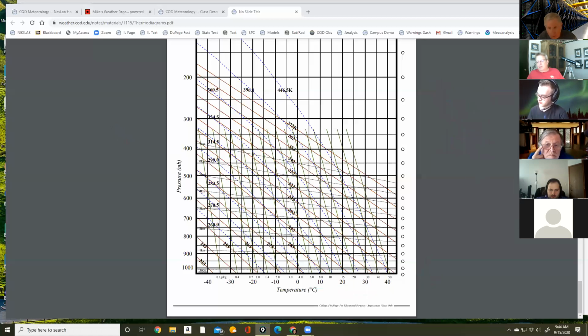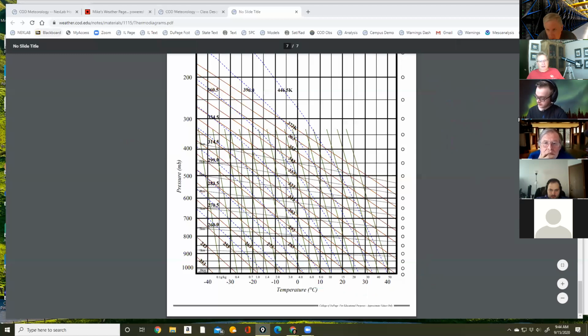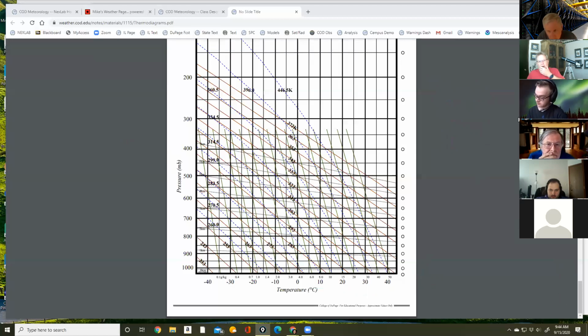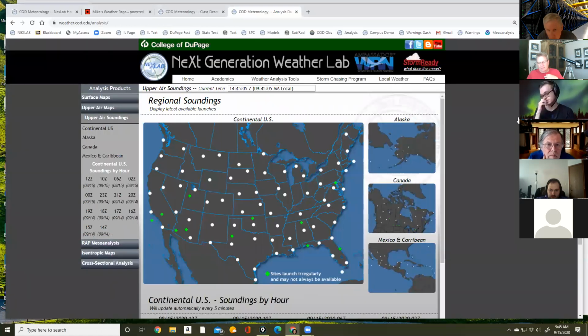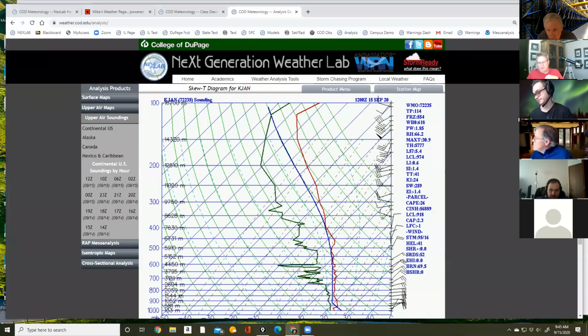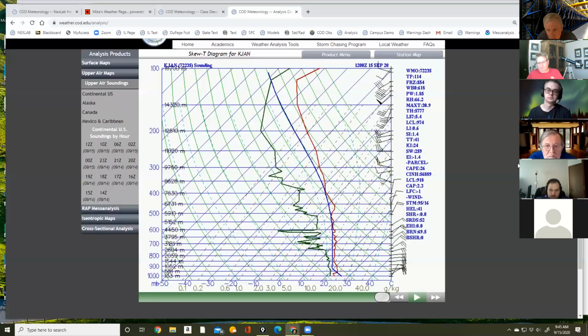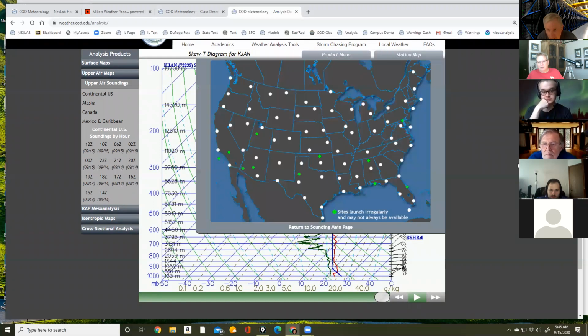Now, one other thing we should probably look at is, if I were to go to analysis, let's look at a sounding. Take one in Mississippi because it's raining there. Here's a skew T. You know what? Let's go someplace different. Let's go up here.